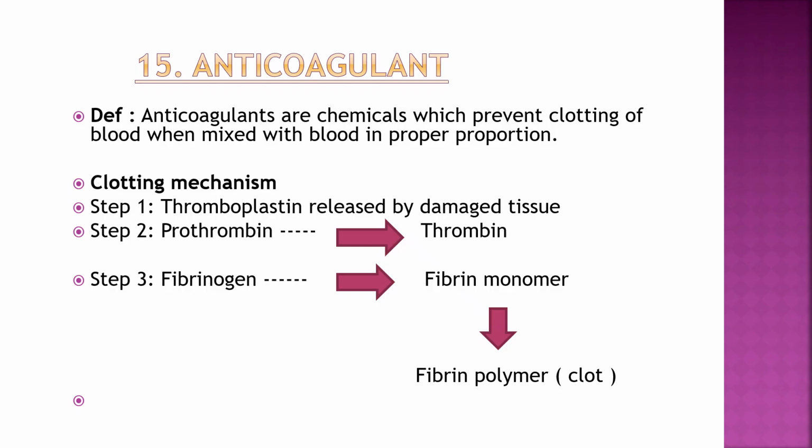When there is an injury to the vessel, in the first step thromboplastin is released and activated. Then in the second step it activates prothrombin into thrombin, which activates fibrinogen into fibrin monomer. All fibrin monomers combine to form fibrin polymer, in which all the WBCs and platelets get entangled, and it forms the clot and covers that injury area, so that bleeding stops.